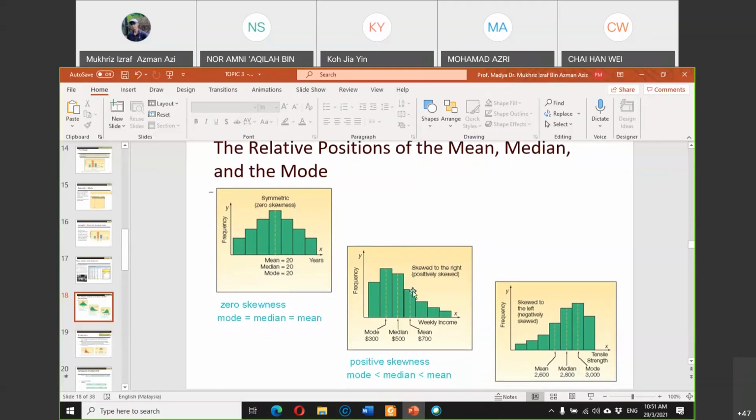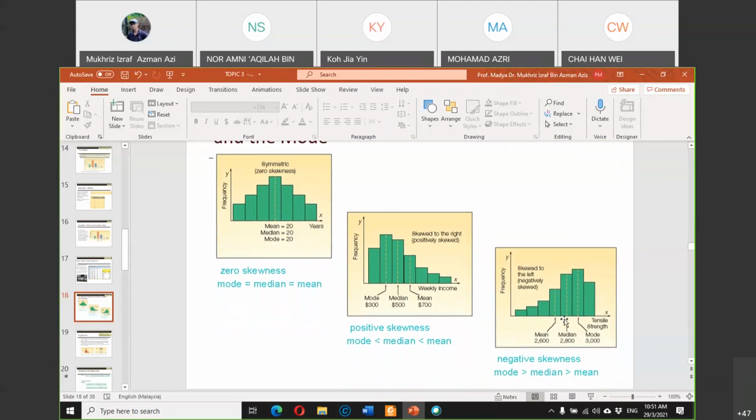But if your mode is on the left and your mean on the right, the median will always be in the middle, no matter whether zero skewness, positive or negative. The ones that may change position are the mode and the mean, but the median will always remain in the center. That is another unique property of the median, because it is not affected by extremely small or extremely large values, since you don't add anything, you just arrange from smallest to highest. So whether it is positive or negative skewness, the median is always in the center.